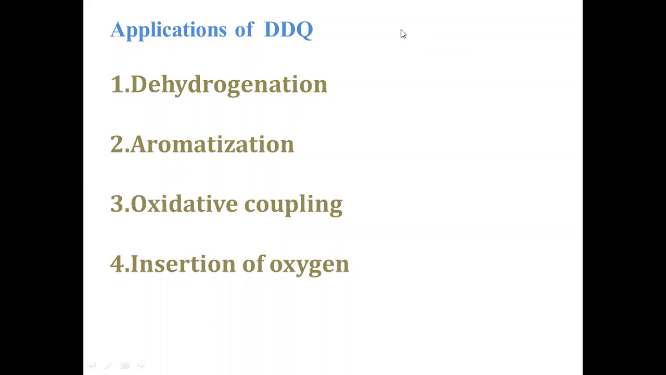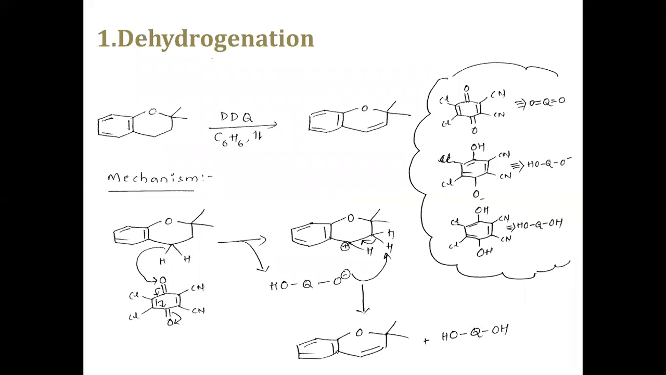Greetings to everyone. In continuation to the last class, today we are going to discuss applications of DDQ. DDQ is helpful for oxidation at active CH functions. In molecules which contain active CH functions, DDQ performs dehydrogenation, aromatization type of reactions, and it is useful for oxidative coupling, and also for insertion of oxygen. Now let us see one by one how this DDQ reagent is useful in these applications.